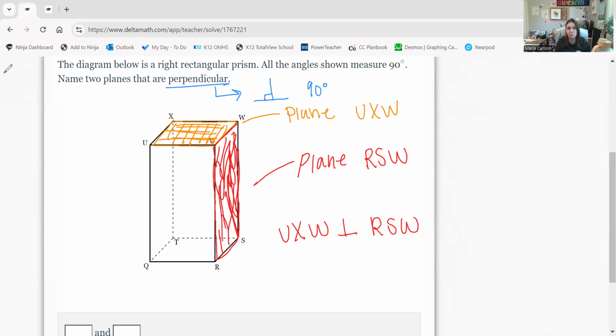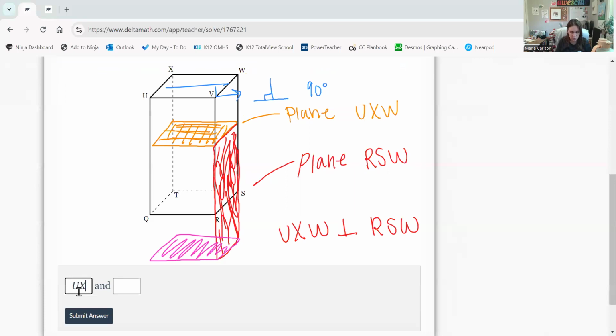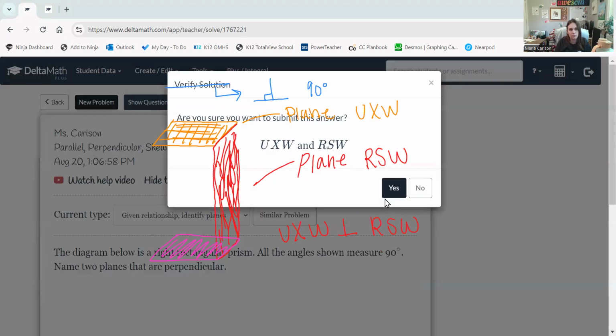If I wanted to find a plane that was parallel to UXW, the plane that is parallel to UXW would be this QRS, plane QRS, the bottom. That's not what the question is asking us. The question is asking us perpendicular. So UXW, and make sure they're all capital, and RSW.